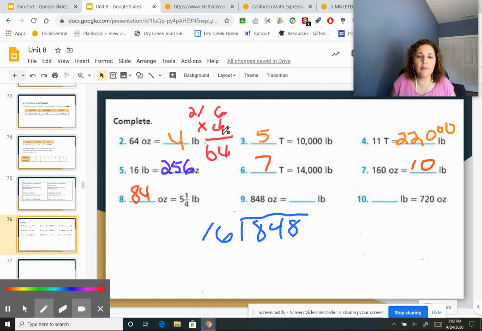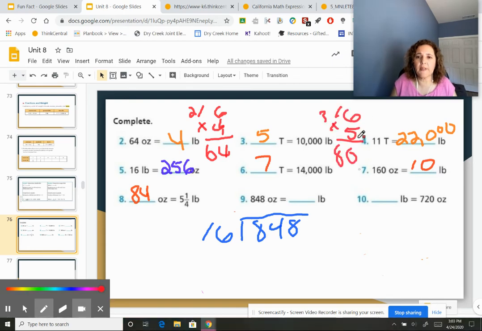Okay, so I did 16 times 4 up here, and I remember I had done this one before. 6 times 4 is 24. Carry my 2. 4 times 1 is 4, plus 2 is 6. It's 64. So I think I can keep going. I'm going to try 16 times 5. Try 16 times 5 and see what you get. Pause the video and try 16 times 5.